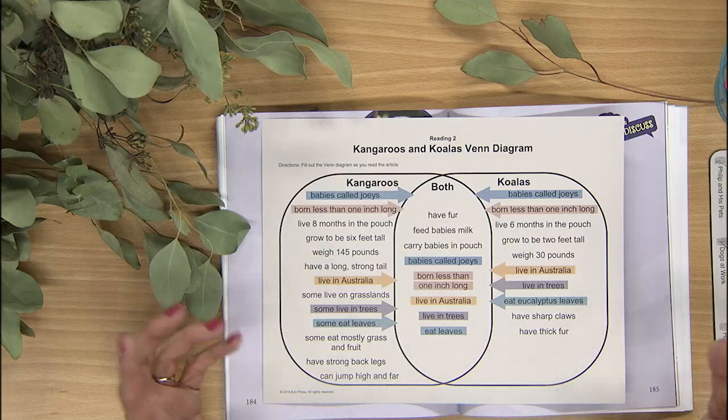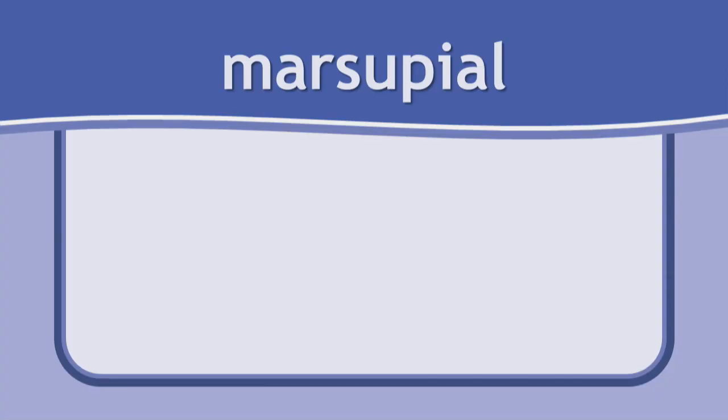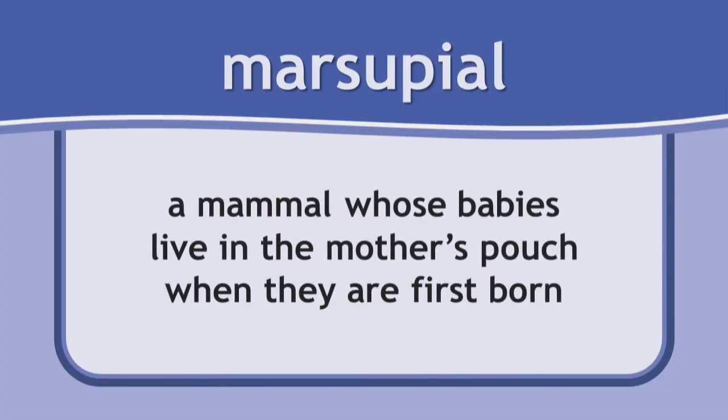So, what is a marsupial? It's not in your glossary. So can you answer that question from the title of the story? What's a simple statement? A marsupial is a mammal whose babies live in the mother's pouch when they are first born. Isn't it amazing how God has created such variety in the world?